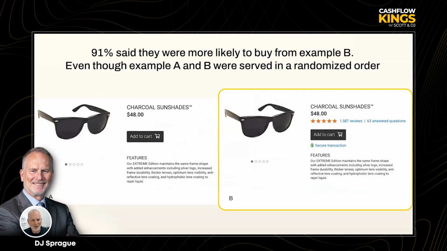So we went back to our surveys and our research, and we wanted to ask the market, which of these 2 product pages would you prefer buying from, A or B? And these were randomized, so there was no order bias in the survey results. And 91% said they would rather buy from B, which includes the reviews, the Q&A, and the secure transaction seal.